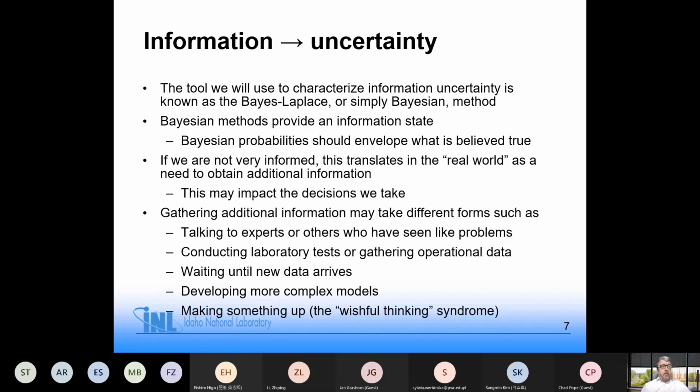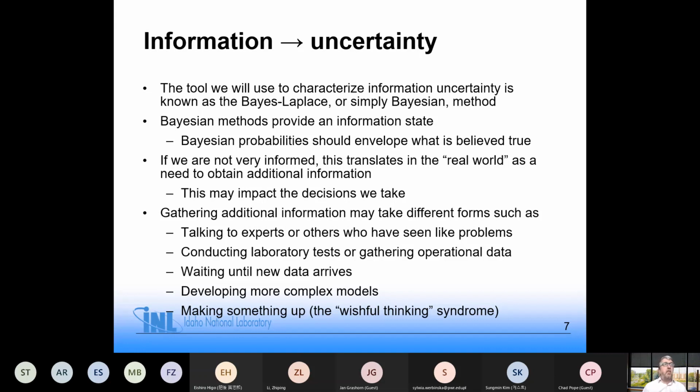So, recapping that idea, this is the translation between information and uncertainty. When we follow that process, we can use a Bayesian approach or a Bayes-Laplace approach. We'll talk a little more about Laplace and why he shows up on this slide. But the process I'm describing today and tomorrow is just called the Bayesian approach or the Bayesian method.